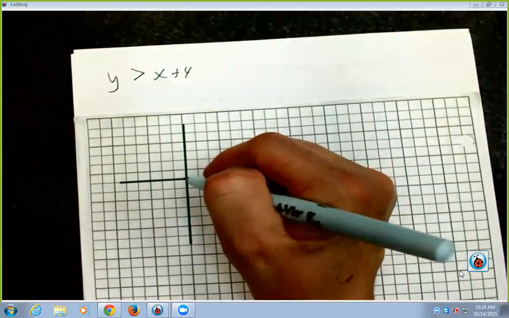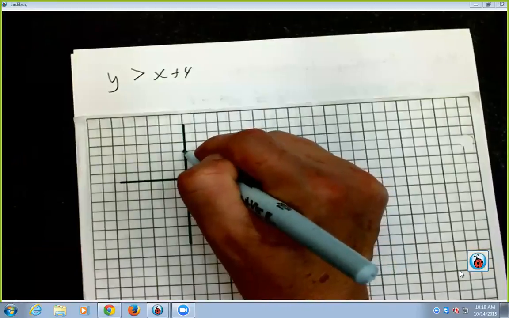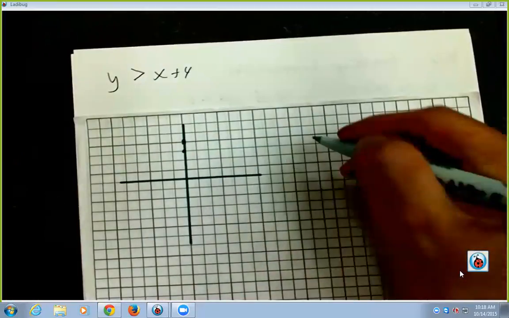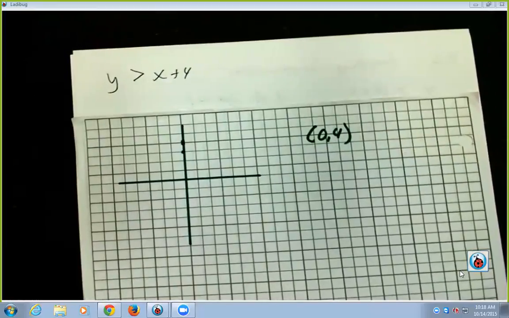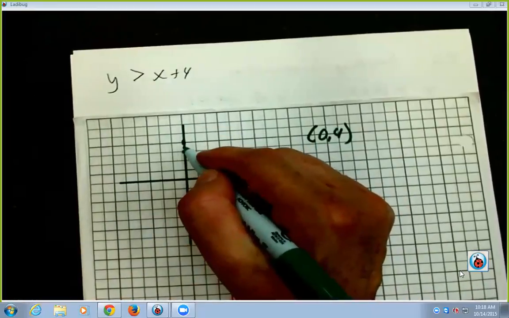So that means I'm still going to go up 4. Whoops, 4. So that's 1 point. 0, 4 is a point that is on that line, so I can use that. If it asks me for a point, I can use that point. Then my slope says to rise 1 and run 1.